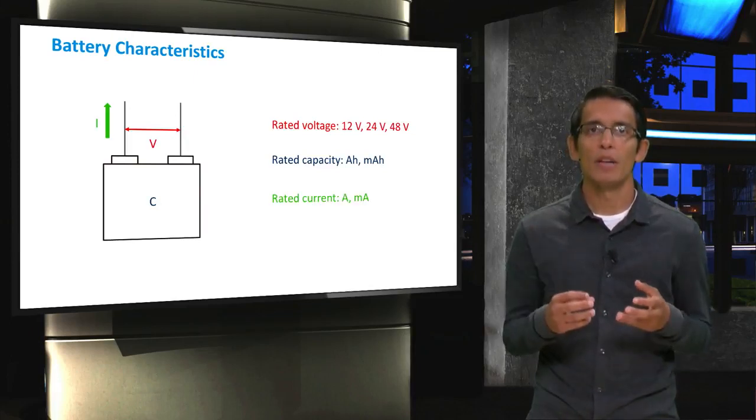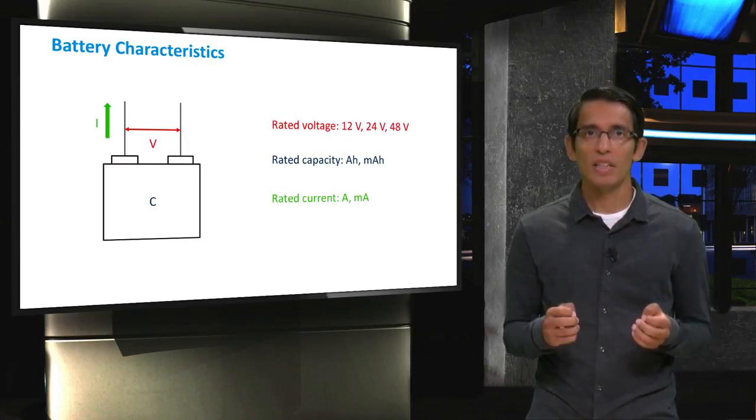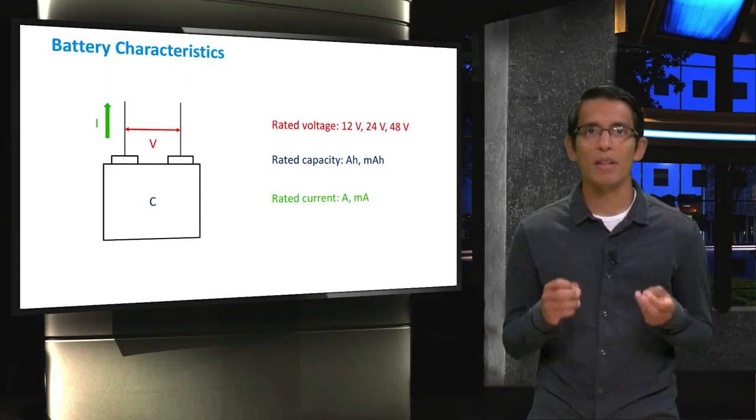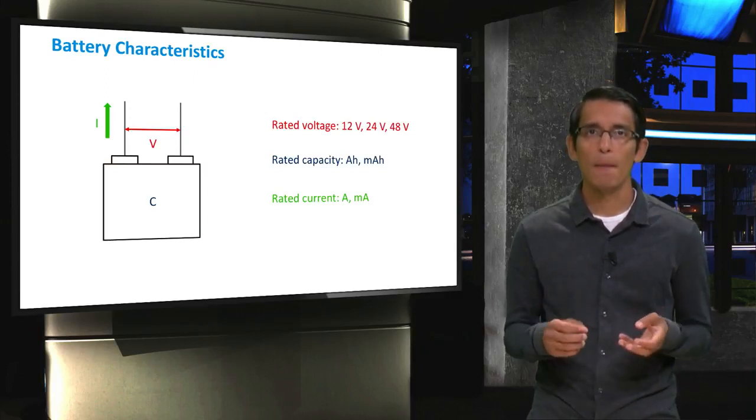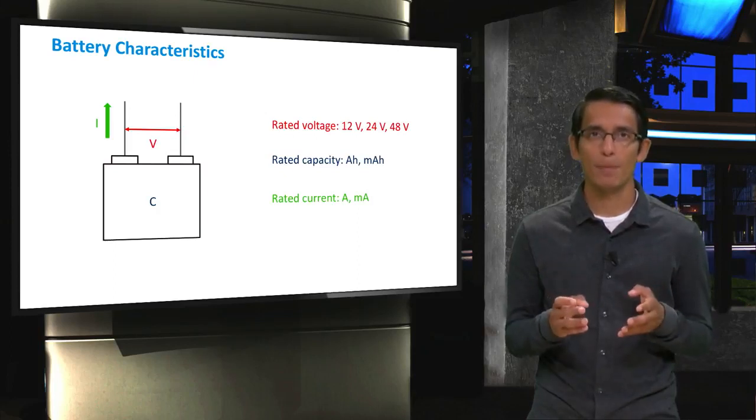The third parameter that is used to characterize a battery is its rated current. This is expressed in amperes or milliamperes. This is basically the maximum current that the battery can handle. Currents exceeding the rated current may damage the electrode of the battery.